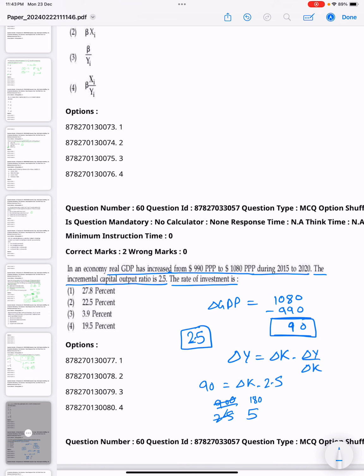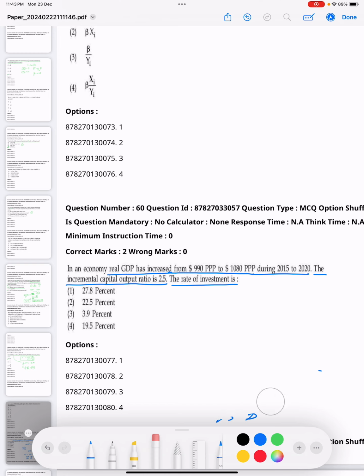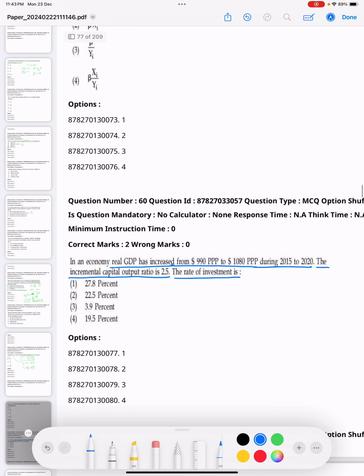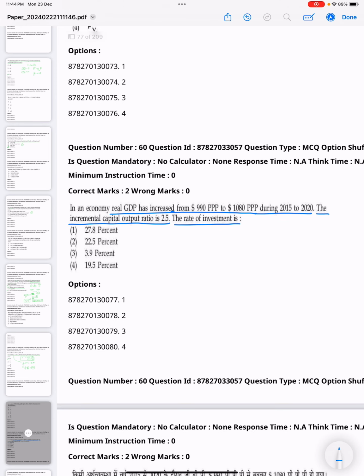180, this would be... I might be doing some calculation error. I guess I'll visit this question again at the end, because this is a doable question, because the increase in GDP is 90 only. Incremental capital output ratio is 2.5. So okay, I'll visit this again later.